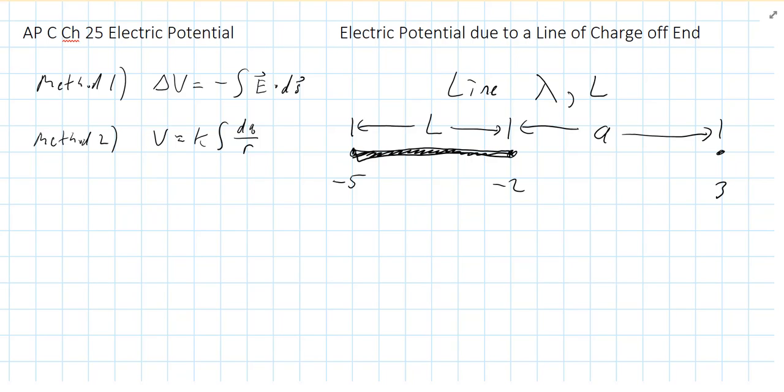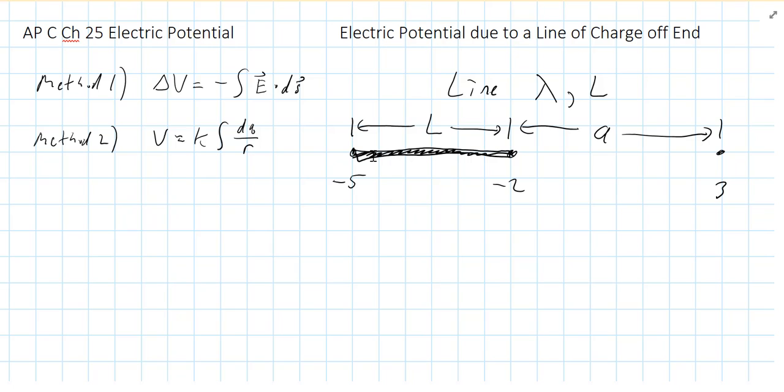Hey folks, we're going to do an example of calculating electric potential due to a line of charge off the end. So for our convenience here, I've rewritten the two methods for finding voltage. There's one if you know the electric field and you can integrate it. The other one is if you want to consider your object as a bunch of point charges. Our object in this case is a line.